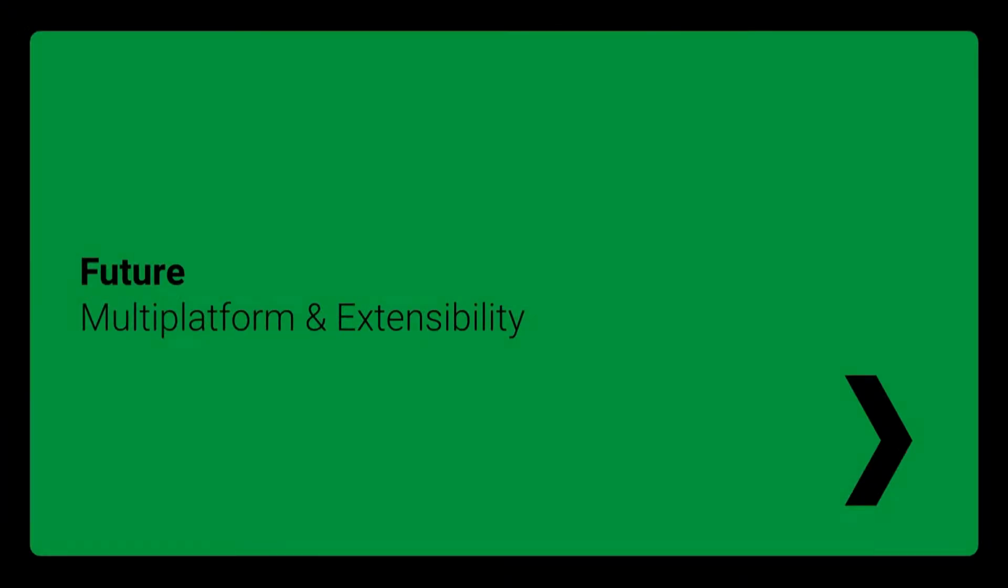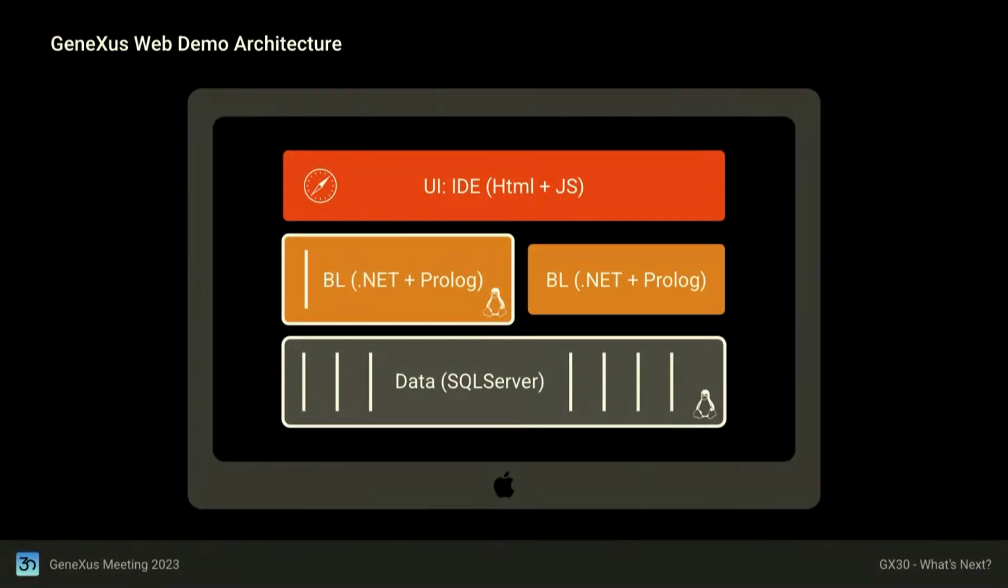And now I have the future part. This is what I've got in my demo. I had two BLs. It doesn't matter. It has no meaning in real life. So what I want is that to obtain multi-platform GeneXus is to get the Dockers that I have there and run everything in native without Dockers.